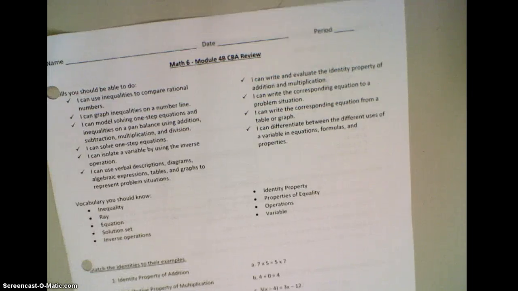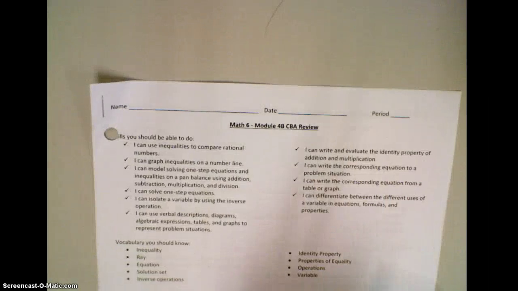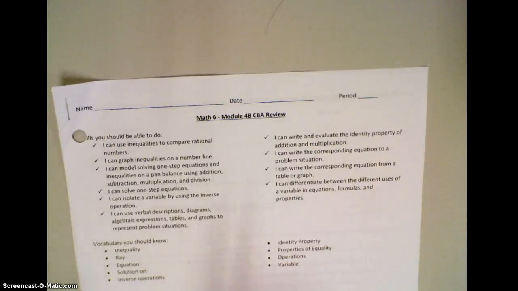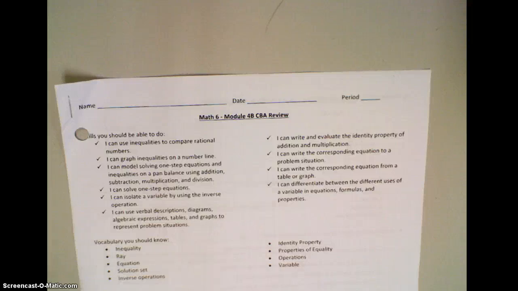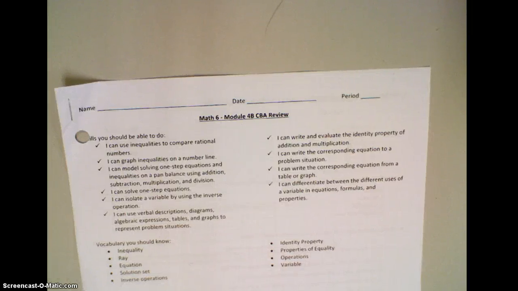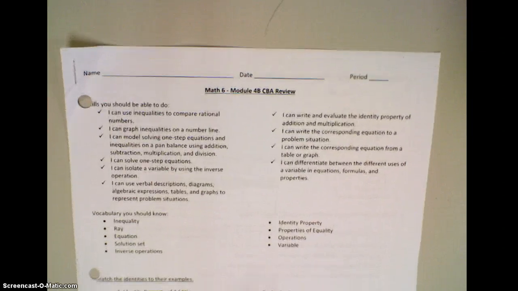This is the pre-AP and on-level CBA review for Unit 4B. As always, everything that you need to make sure you know for this CBA is up here. The one question we've had a lot of is if financial literacy will be on the CBA, and no, it will not. That was previous, that will not be on this one at all.